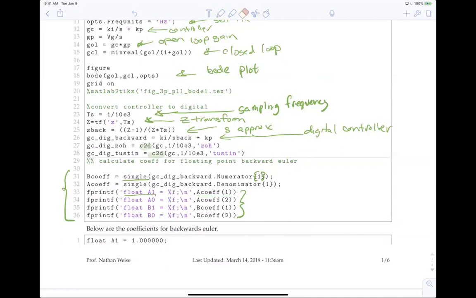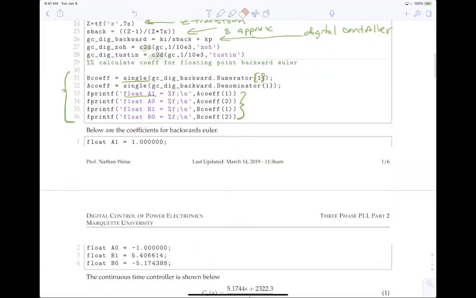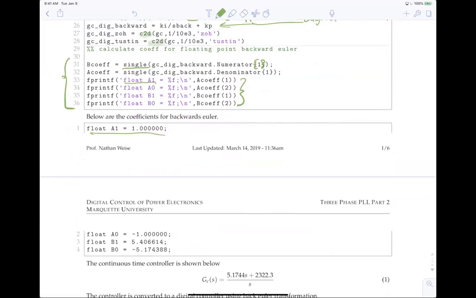Okay, so what actually comes out of this? This is split across two pages, I apologize. But for instance, float A1 is just 1, float A0 is minus 1, okay, that's not too bad. Float B1 is 5.406614, and float B0 is minus 5.174388. And again, these are in single precision. And literally what I do is I can just take this code that spits out from MATLAB, this stuff right here, and paste it into my controller code and compile it for my microcontroller, and I'm off. I have my controller designed.